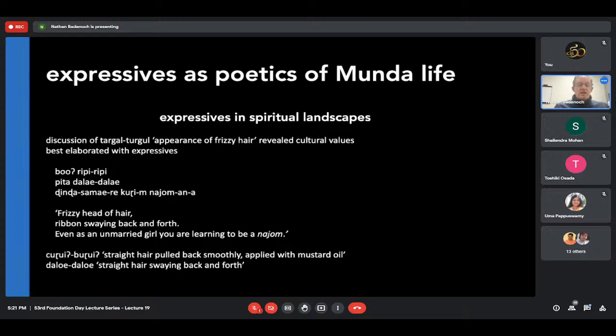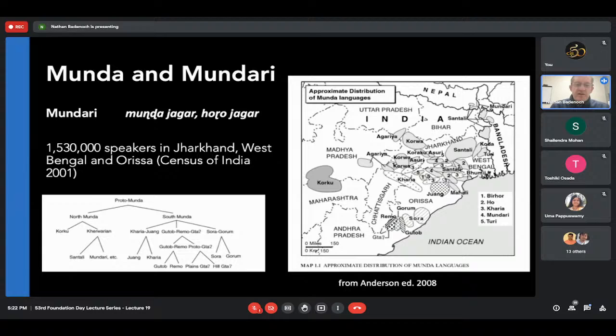Okay, Munda and Mundari for a second. Now we'll step out of the initial data to do a little more introduction. The Mundari language that I've been working on is spoken by about 1.5 million people in Jharkhand, West Bengal, and Orissa. Munda is sometimes used interchangeably, but Munda is generally considered a larger group of languages. In Mundari itself, the language is most commonly referred to as Munda Jagar or even Horo Jagar, which is just the language of the Munda or language of people.